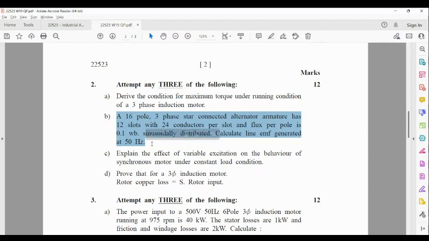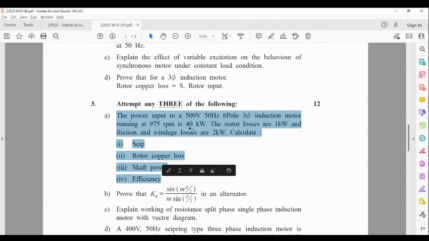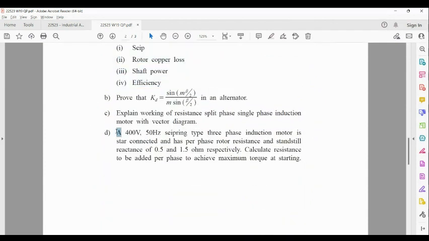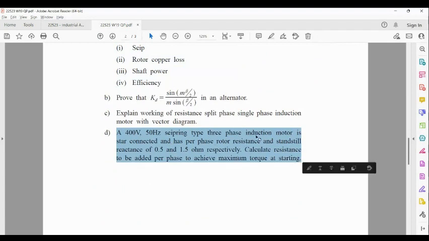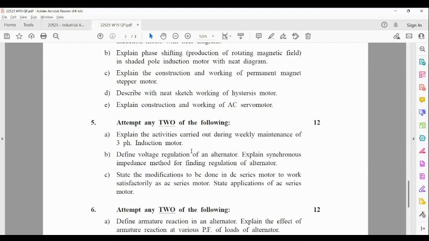Now talking about the numericals, there will be one question on the EMF equation, the numerical on the EMF equation of alternator. Okay, so this is the first pattern. After that, the second most important pattern is the numerical on three-phase induction motor, that is losses and power output of three-phase induction motor. And after that the next pattern of numerical on three-phase induction motor is maximum torque at the time of starting. Okay, so likewise you can score easily.